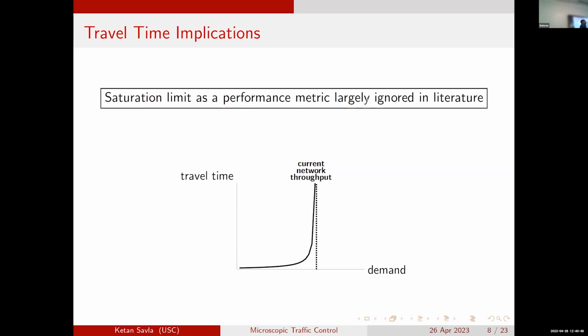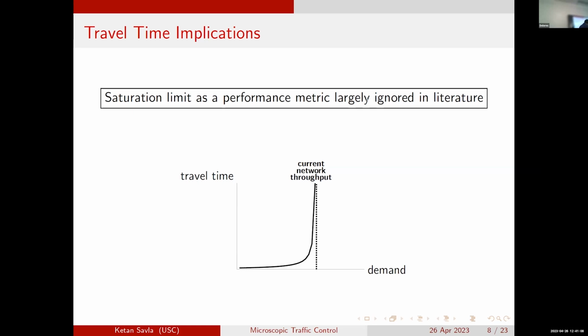the x-axis is the demand. Here, I'm showing the vertical line as the capacity. What that means is if your demand goes above this value, then there's going to be massive queue buildups, and essentially the travel time will just keep increasing. People will be stuck for a long time. But what happens before that is the most interesting part.